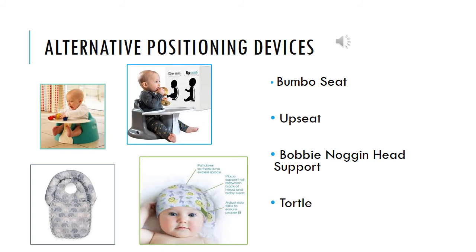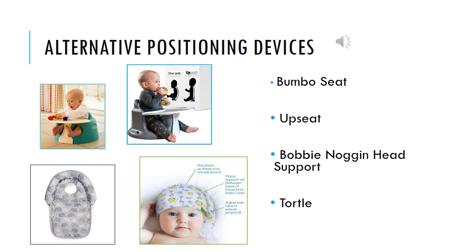If we move down below, the lower picture to the left-hand corner is called the Bobby Noggin head support. And this is made of memory foam, and the purpose of it is to relieve the pressure against the posterior aspect of the skull. So this could be used in a child's car seat or in a swing, but you just want to make sure that it is removed if the child is going to fall asleep, because you don't want to cause any approximation with the airway that could challenge that individual while they're sleeping and breathing.